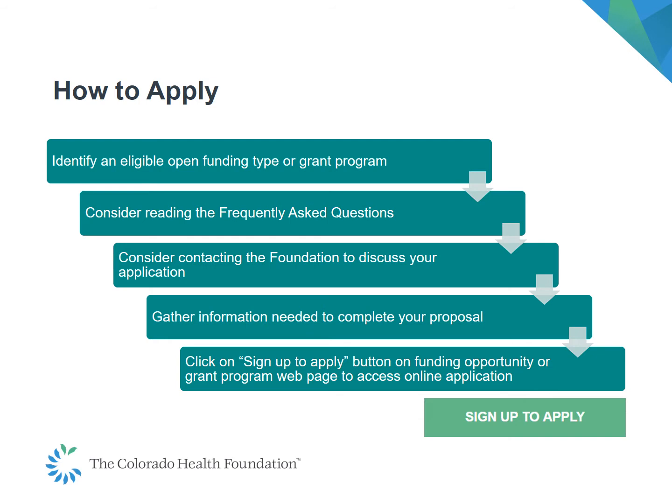Although not required, we also encourage you to reach out to the program officer associated with the specific funding opportunity or grant program in order to further discuss your proposed project as needed. You can gather the information you'll need in order to complete your proposal, and once you're ready, click on the Sign Up to Apply button within your selected funding opportunity to begin your application. Note that if you do not finish your application in one session, on subsequent visits, you'll use the second button that you'll see on our website, which is labeled Access Your Application.